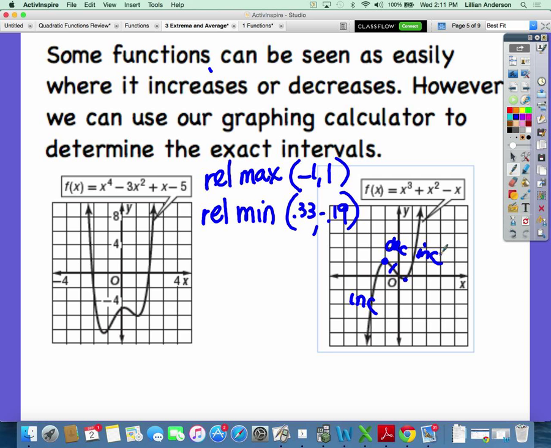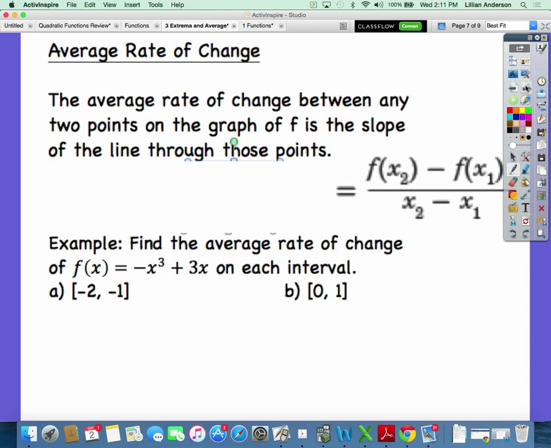Average rate of change. Not in those words, but you've seen this. The average rate of change between any 2 points on the graph of f is the slope of the line through those points. Average rate of change is basically the slope for a curve. Okay? Old school classic slope, y2 minus y1 over x2 minus x1. That's for 2 points that are on any one line. But this time we're actually trying to figure out the slope for a curve. That's why it's called average rate of change. This is the formula. Please make sure you write it down.